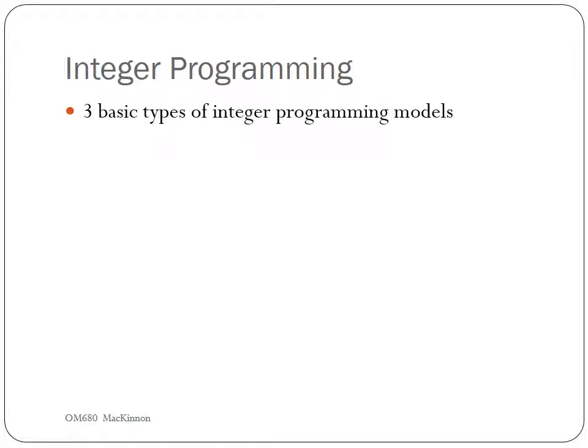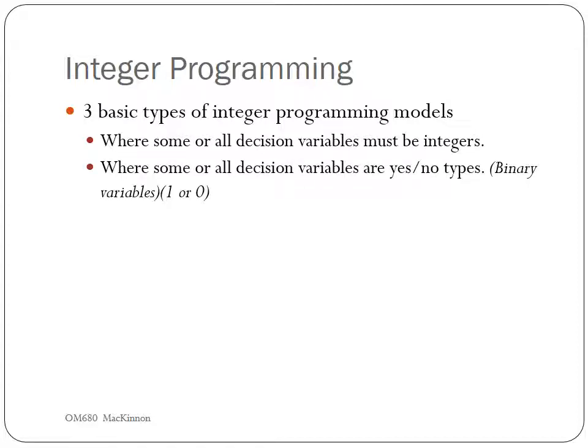So there are three types of integer programming models. Okay, the first is where some or all of the decision variables have to be integers. Then there is a model where some or all of the decision variables are yes or no types, and those are our binary variables, and we will typically use a one or a zero in those cases. And in fact, there is a constraint specifically in solver for binary, and it produces a one or a zero. There are also models with logical constraints, and we use these with binary variables.